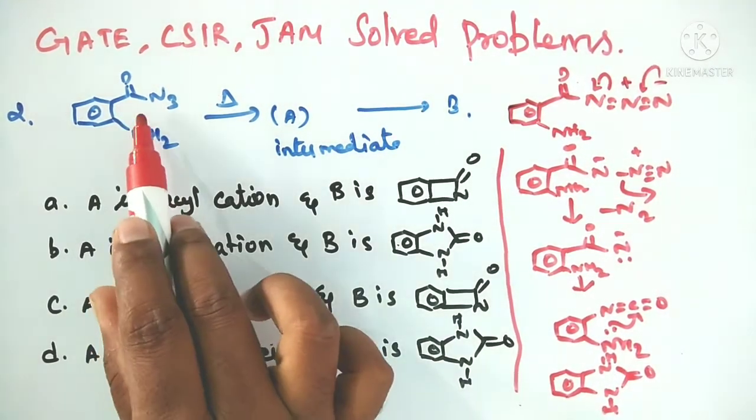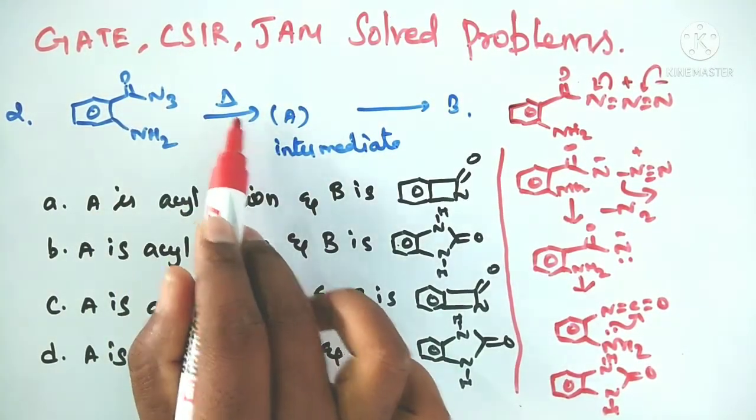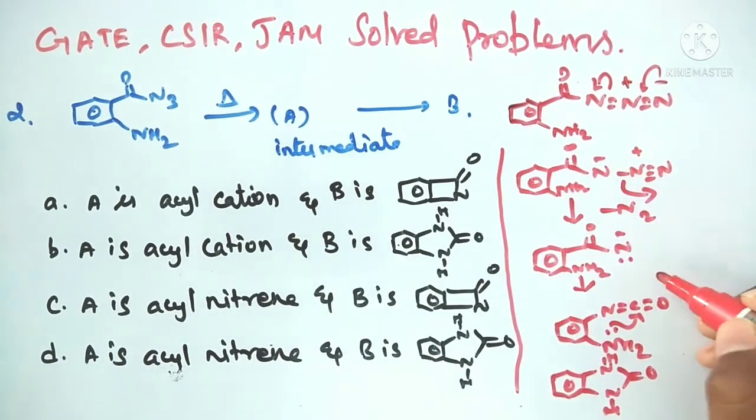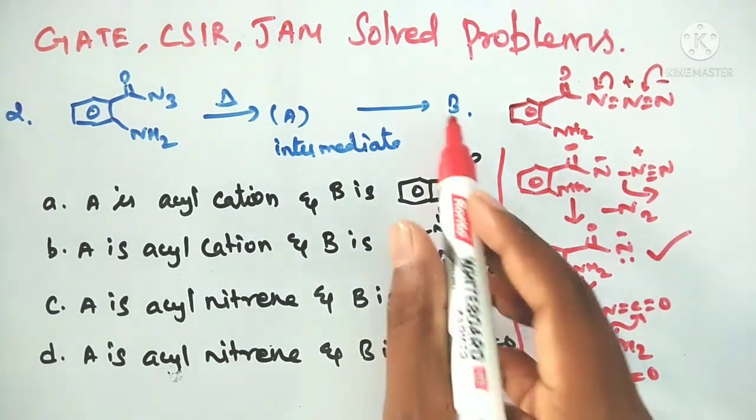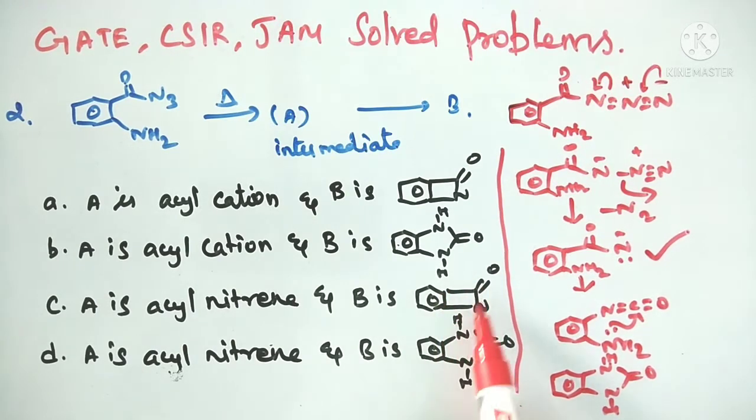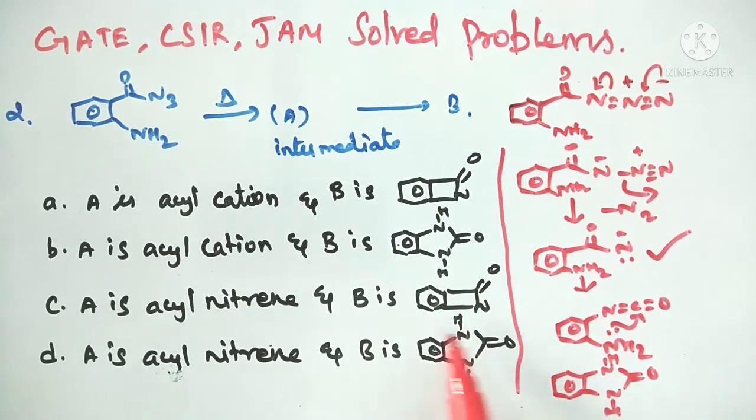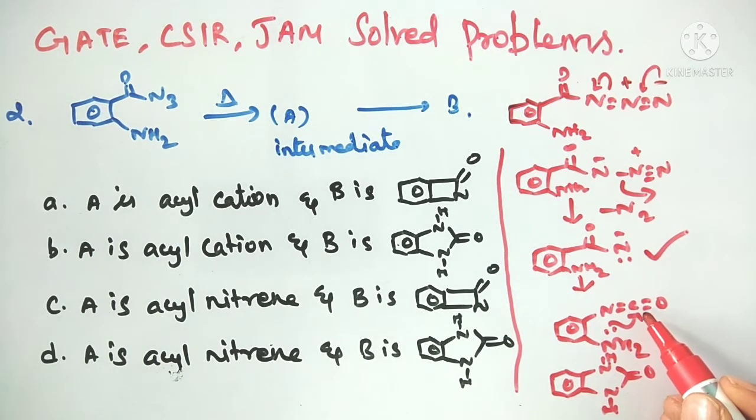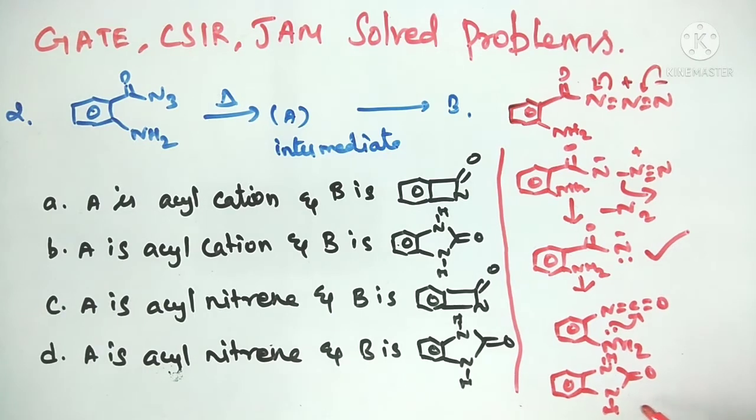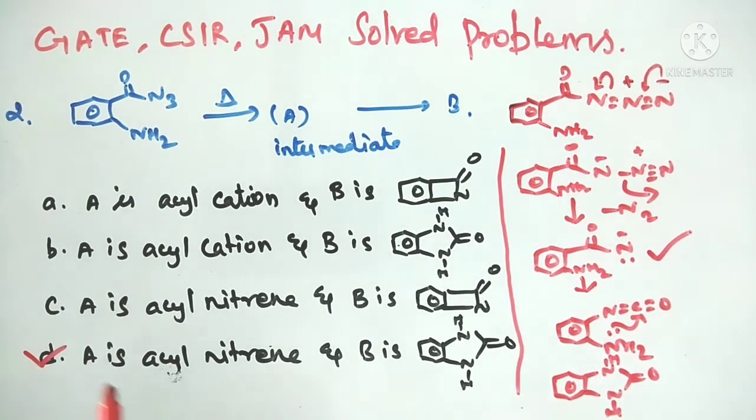So what is the question? Question is acyl azide upon heating, what will be the intermediate? Intermediate is nitrene. So acyl nitrene. So in this case, 2 acyl nitrene. The B product is one is 4-membered cyclic ketone, another one is 5-membered. Upon reacting with this amine, will get a 5-membered cyclic product. So the correct answer is D.